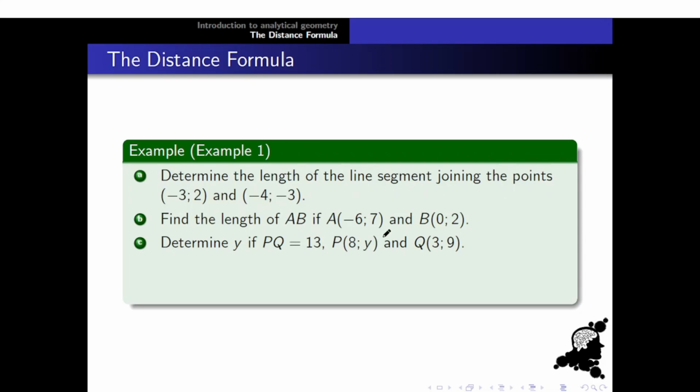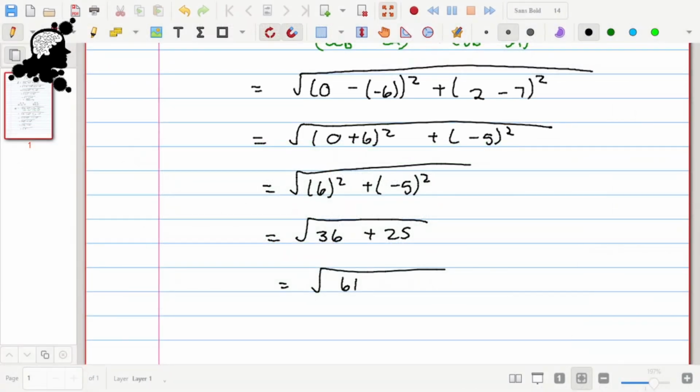Right, here's an interesting question. We're supposed to determine y if PQ is 13, P is 8 and y, Q is 3 and 9. Now notice in this case we are given the length or the distance. Ours is to find the value of y. So let's go to our writing pad and let's see how we would do such.